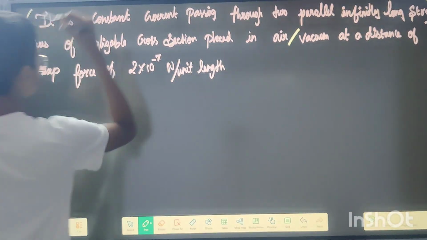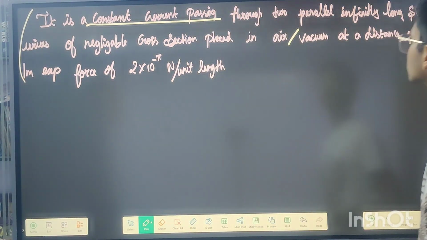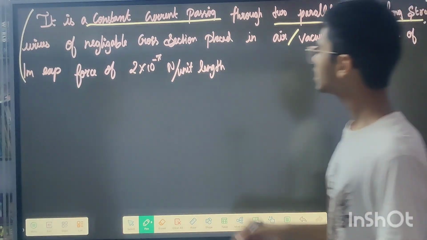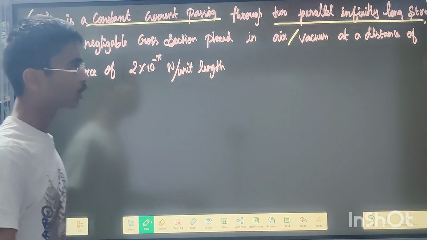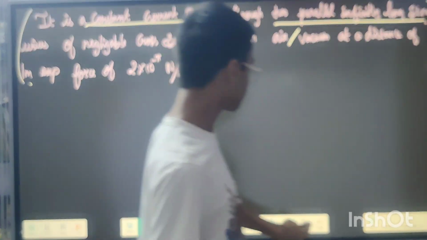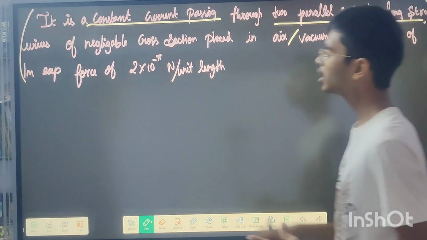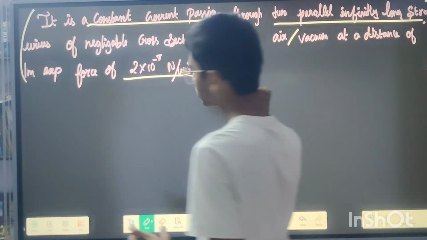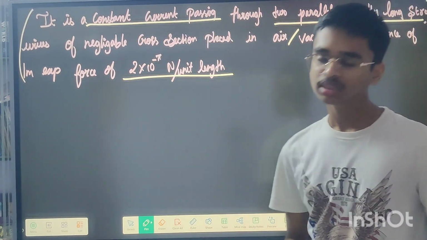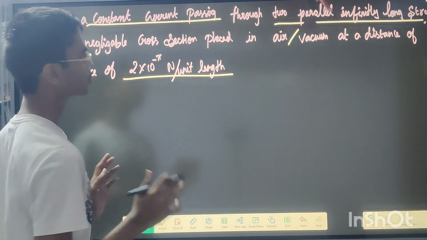See, this is a constant current carrying. Okay, this is a constant current passing through two parallel infinitely long straight wires of negligible cross section, kept in air or vacuum at a distance of 1 meter. The force that is experienced by those two wires is going to be 2 into 10 to the power of minus 7 Newton, Newton per unit length, which is 1 Newton per meter. Okay, it is just a constant current. Let's pass it.